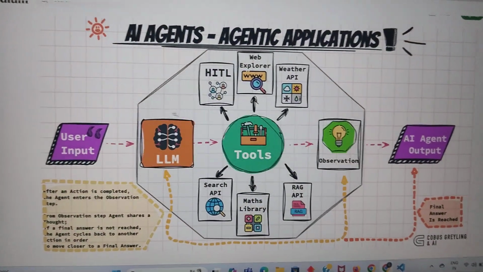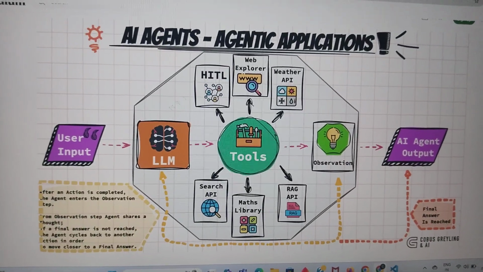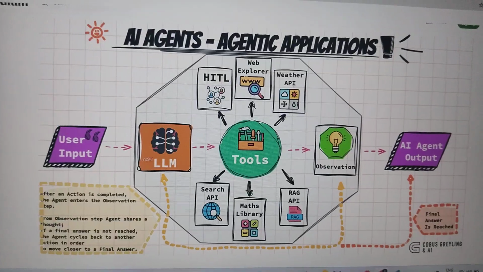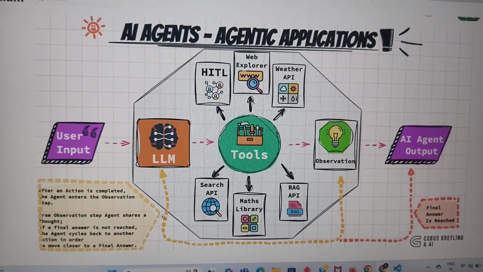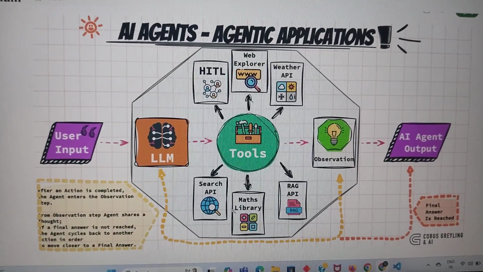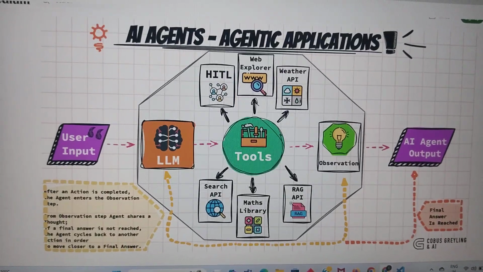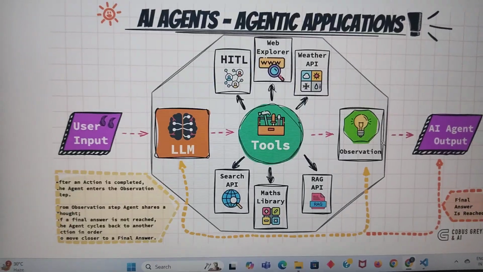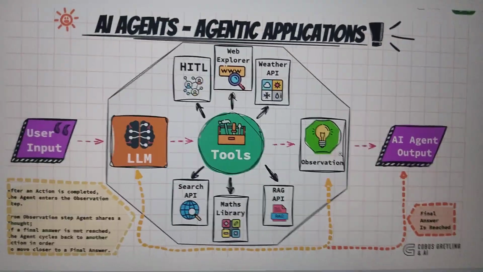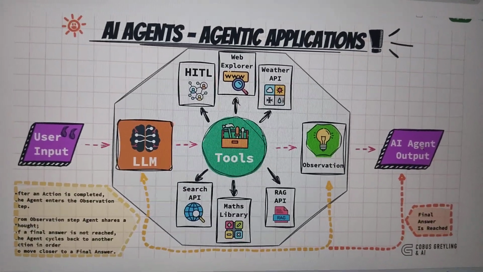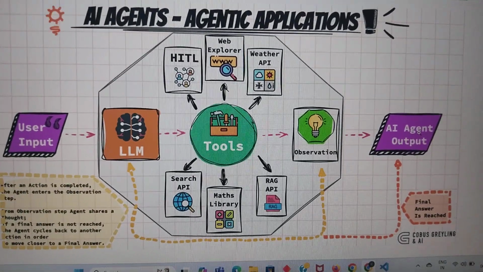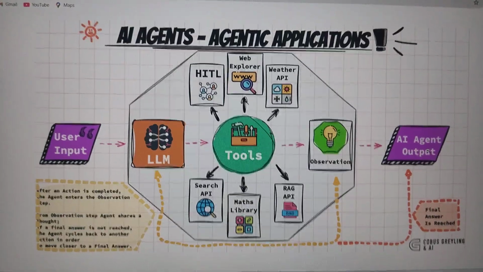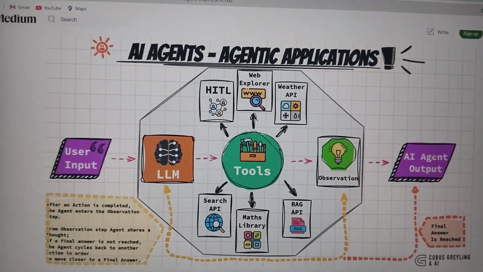Let's take this example. We are giving some input to the AI agent, and it includes many tools as shown here: an LLM, math libraries, search APIs, the RAG API as we showed before. It will think here, all the observations are made here, and the AI agent will give an output. The final answer is reached there. This is just like a combined package of more tools.